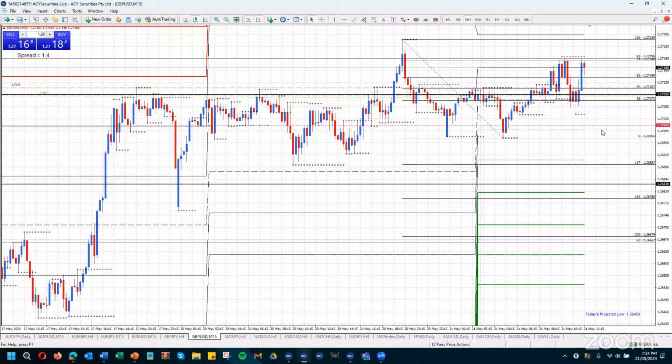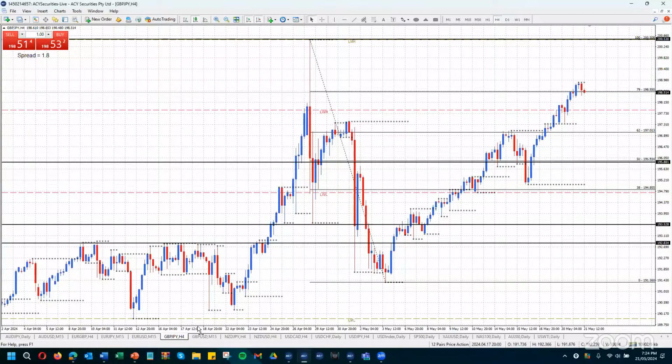It's waiting for some data to determine is it going to break north or south. So a bit difficult at the moment, pound dollar, but it's in about a 20 pip range at the moment. Pick the side of that range that you want to trade on.